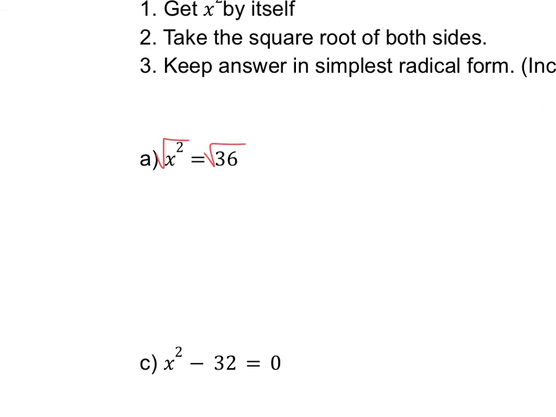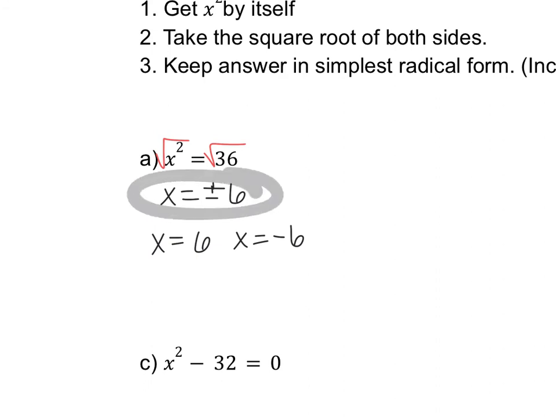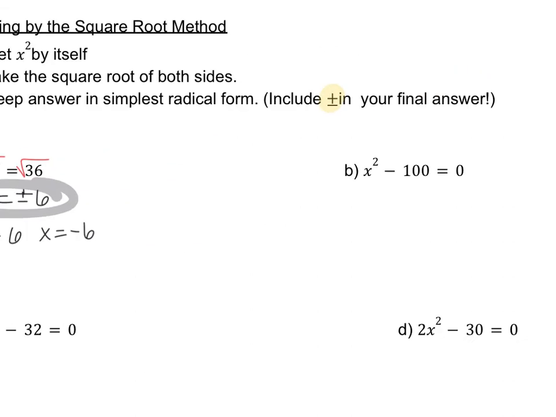The square root of x squared is x. You do not write the plus or minus on that side, but you do write it on the other side. So x equals plus or minus the square root of 36. This one is a perfect square, that would just be 6. Another way you could write it is x equals 6 and x equals negative 6, because there's two answers. But I think this way is much faster, and you just have to do a little symbol.